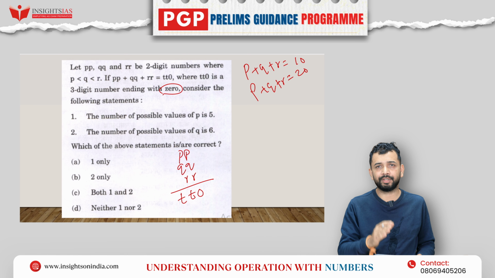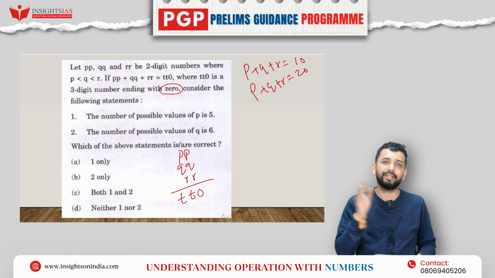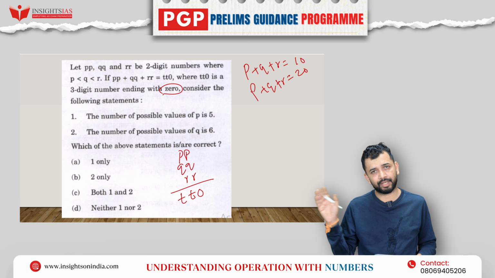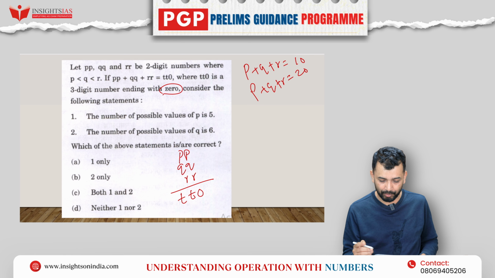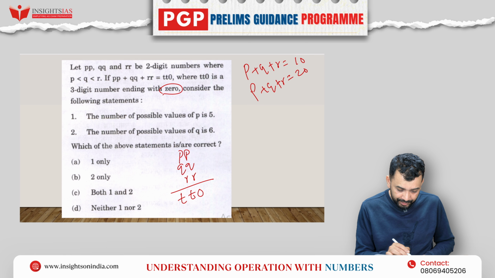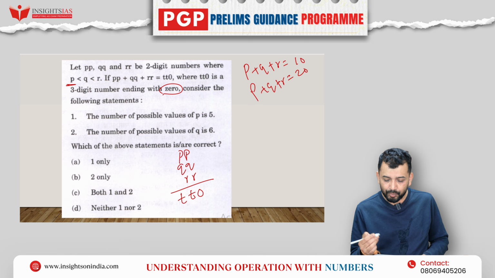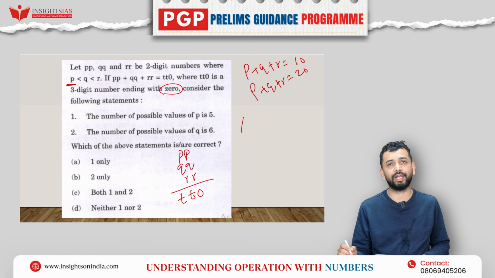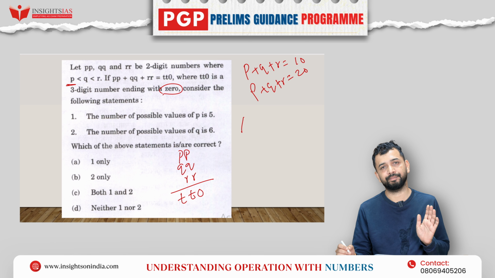Case 1, which is P plus Q plus R is 10. Case 2, we will have P plus Q plus R is 20. Then we will solve the problem. Now see, if it is 10, since P is the least, start putting the least value, that is 1, for the value of P. If P is 1, okay.